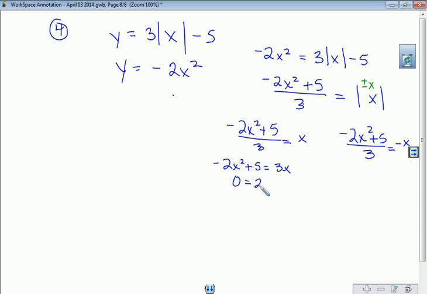Okay, so here I get negative 2x squared plus 5 equals 3x. So 0 equals 2x squared plus 3x minus 5. Here I get negative 2x squared plus 5 equals negative 3x. So 0 equals 2x squared minus 3x minus 5. These are both minus 5. Sorry.